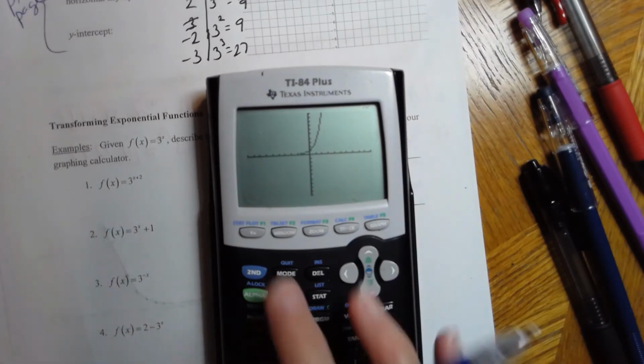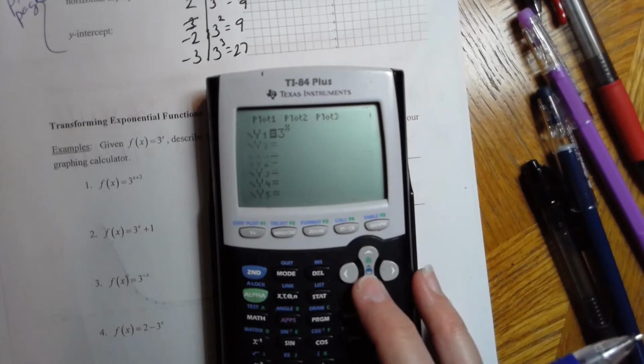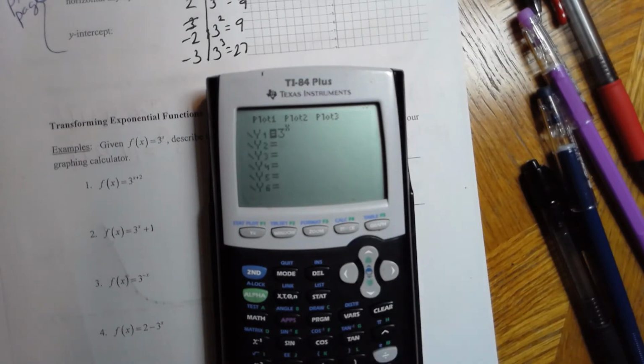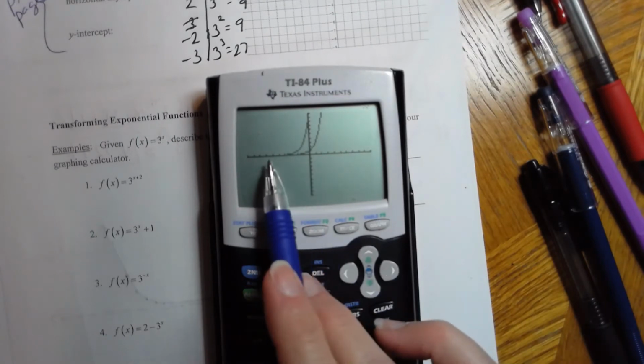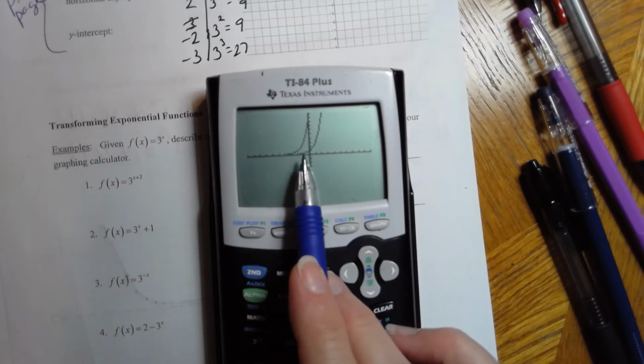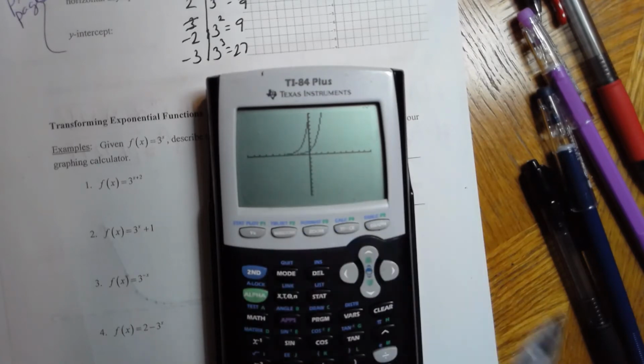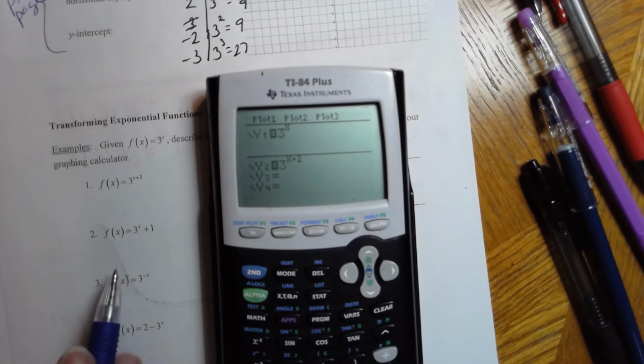What do you think the +2 is going to do to everything? Well, it's either going to move it up or it's going to move it to the left, because we learned from our previous transformations that we know what's happening up, down, left, and right. Well, let's see what happens with the +2. It's in a sense like going with the parentheses, so that would move everything to the left too. So the asymptote goes left too, which doesn't really make much difference, but then every point goes to the left too. So let's see what happens when we have y equaling 3 to the x plus 1.